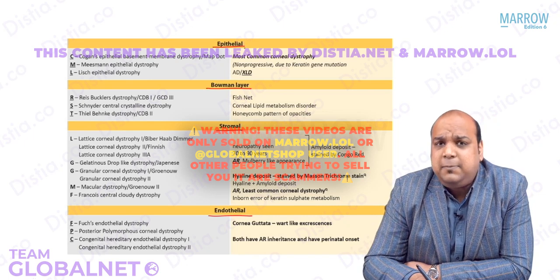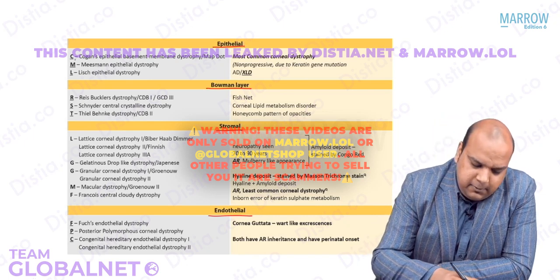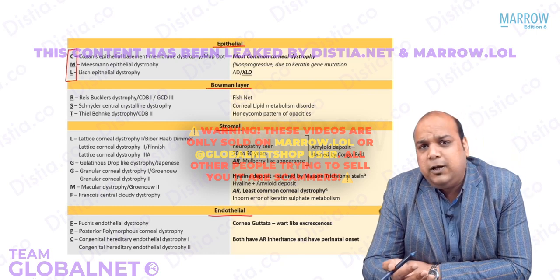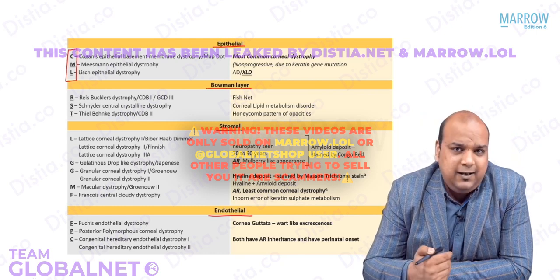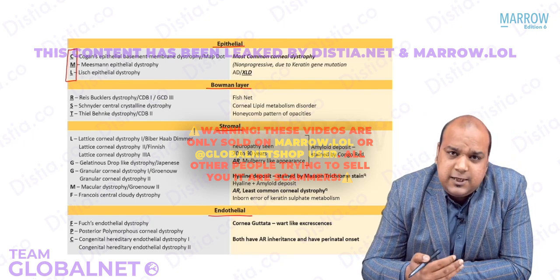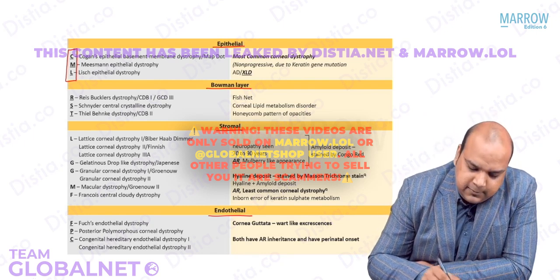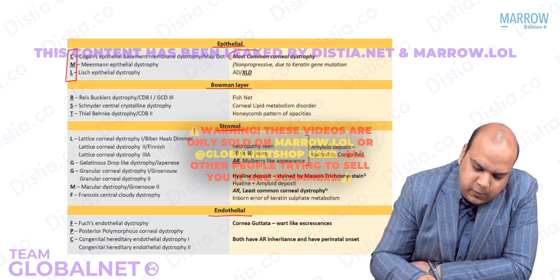There are 3 main epithelial corneal dystrophies. You can remember the names by the mnemonic CML, everybody, like the tumor chronic myeloid leukemia, CML. That's how I remember these 3. So C for Cogan's epithelial basement membrane dystrophy. The most important point about this, the question that will be asked, is that it is the most common.